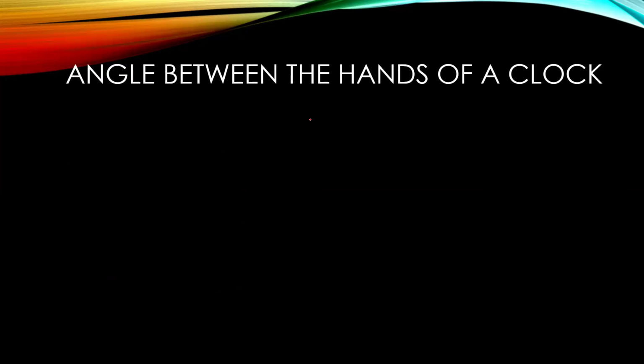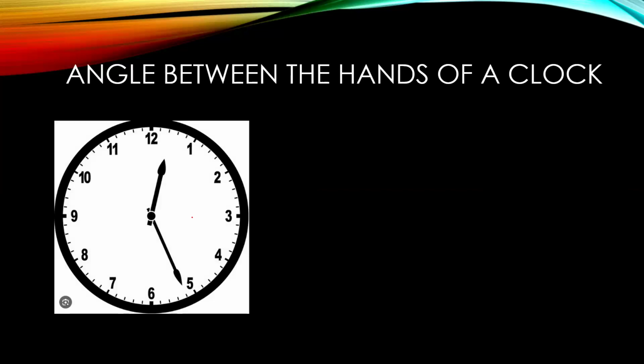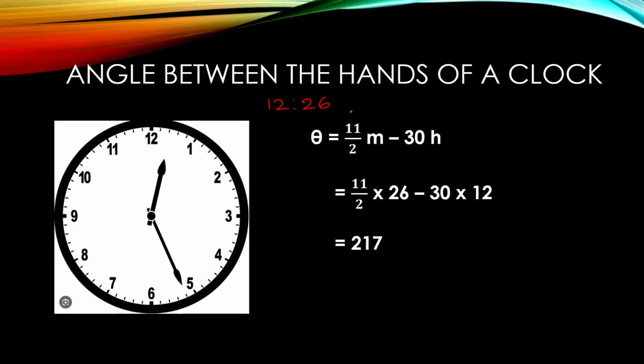Now, as an example, let's consider the time that is presented here. This clock shows the time 12:26. As you can see, the time shown here is 12:26. So to find the angle between the hands of the clock, you can use 11 by 2 m minus 30h. M corresponds to the minutes. So you can see m is 26 minutes. So you put m is equal to 26. H is 12 for 12:26, so you straight away put the value for h here as 12. And you do the calculation, you will get the theta value here as 217 degrees. Now that 217 is nothing but this measure. Okay, 217 degrees.